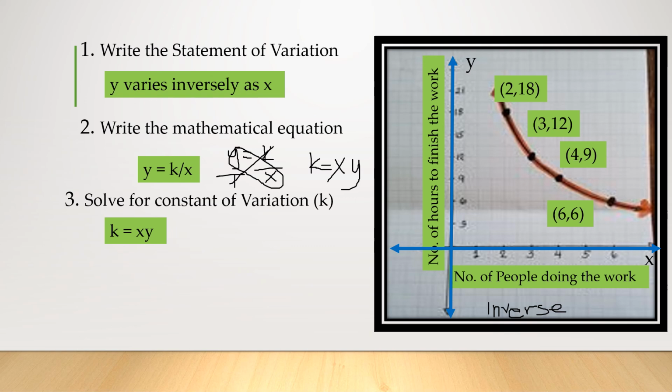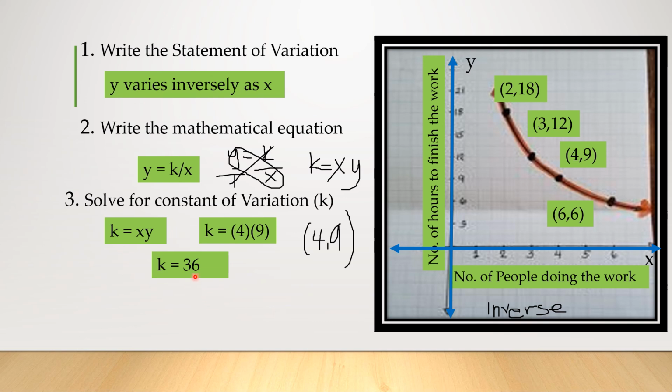Now, you can substitute the values of x and y. Let's say we use 4 and 9 here. That's the ordered pair. You can choose any ordered pair to solve for k. So simply multiply 4 times 9, that is equal to 36. All of these, if you multiply, are equal to 36. 2 times 18, 36. 3 times 12, 36. 6 times 6, 36. Because they are the constant of variation. Now you know the value of k, which is 36.